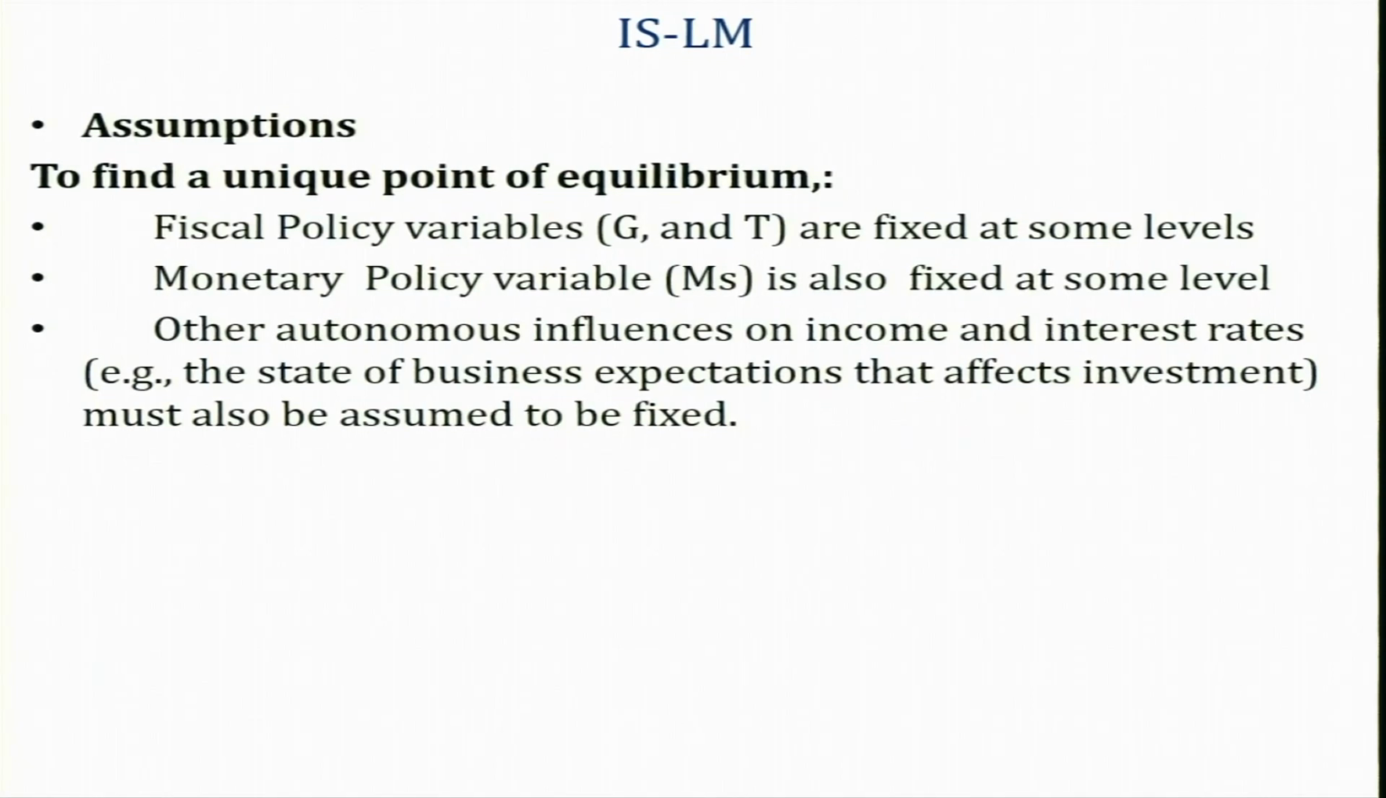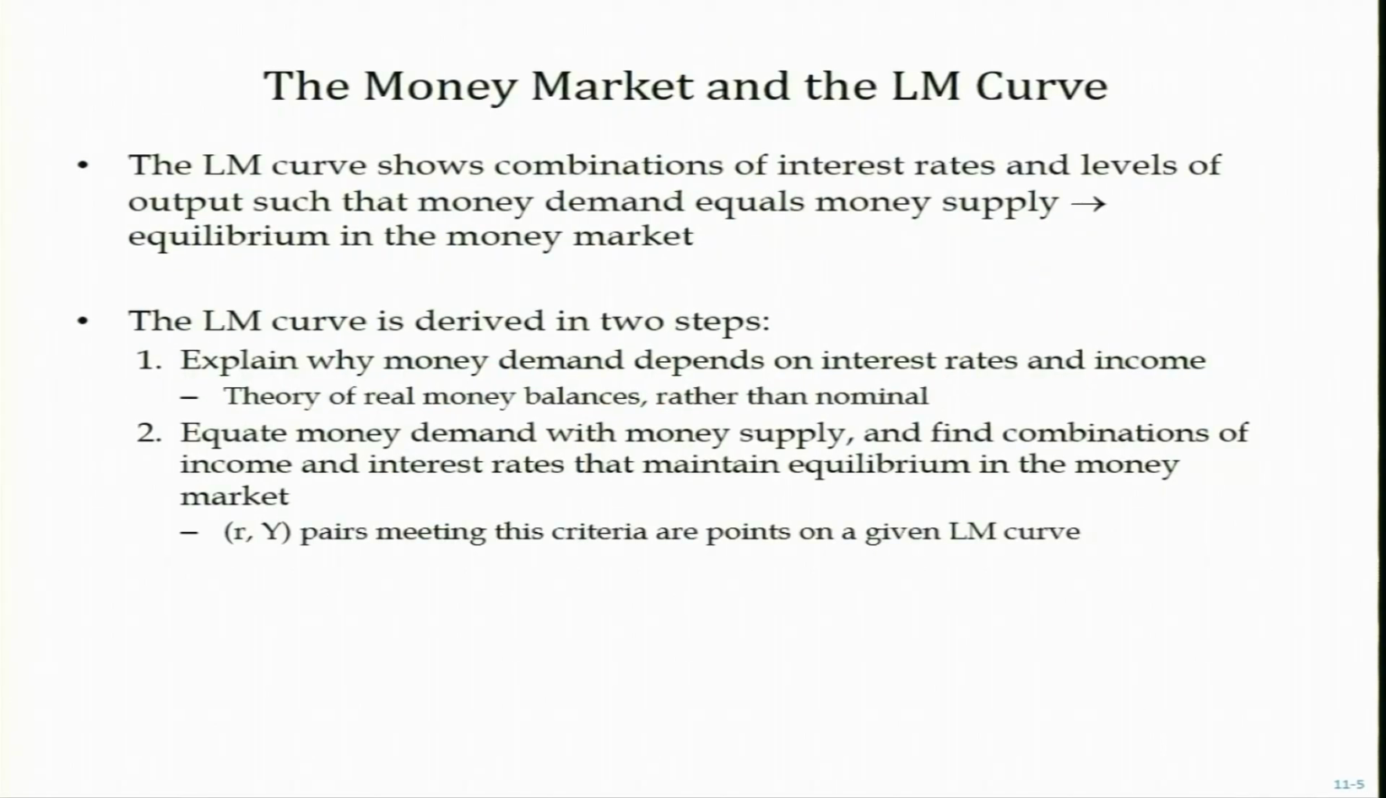To find a unique point of equilibrium, we assume that the fiscal policy variables, that is government expenditure and tax, are fixed at some levels, and coming to the monetary policy variable, we assume that money supply is also fixed at some level. As I mentioned, other autonomous influences on income and interest rate, such as the state of business expectations that affect investment, must also be assumed to be fixed. Let us first discuss the money market and the derivation of the LM schedule and LM curve.